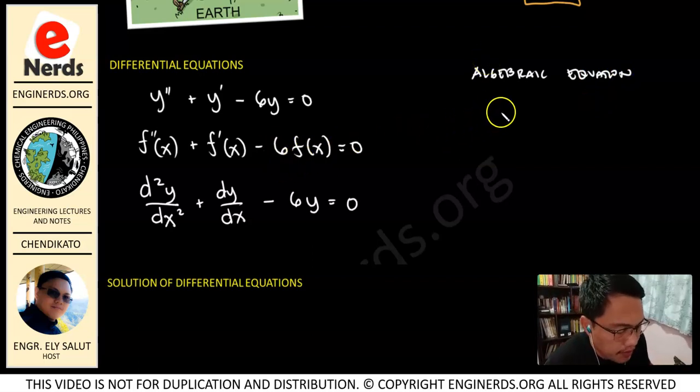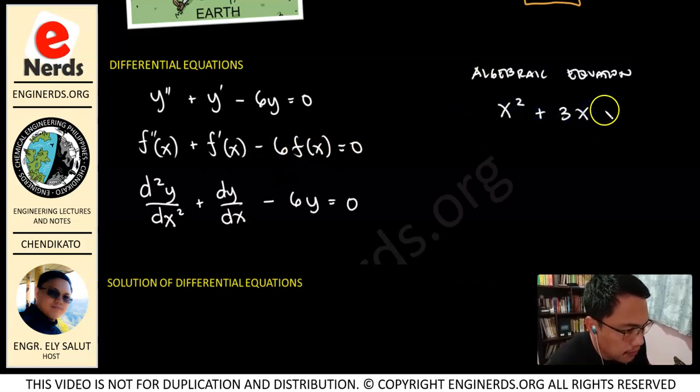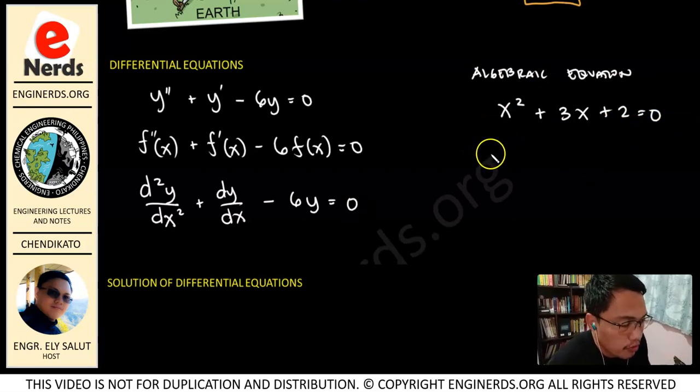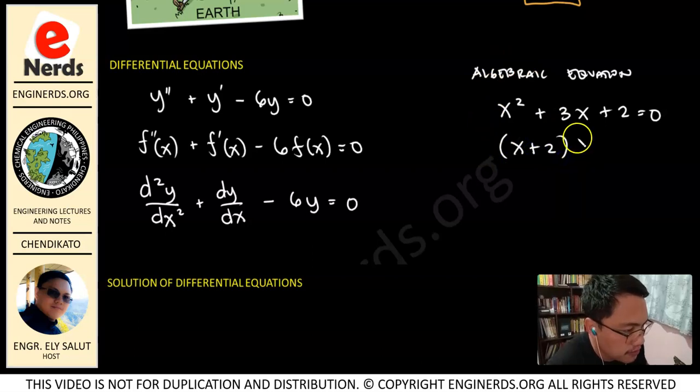Okay, so we have, let's say, x squared plus 3x plus 2 is equal to 0. Di ba? Sinusolve natin yung ating equation, and once we solved our equation, we are going to have a numerical value ng ating equation. So, halimbawa, dito sa ating binigay na quadratic equation, kapag sinolve natin to, we will have (x plus 2) times (x plus 1), which is equal to 0. So, we can solve for the value of x.